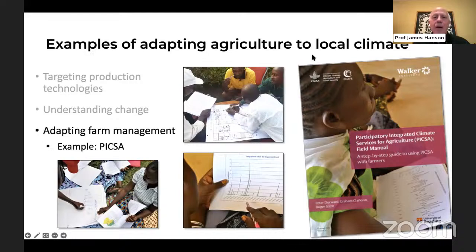There's a process that some of you might have heard of, PICSA, Participatory Integrated Climate Services for Agriculture, developed by the University of Reading, and I'll mention it again tomorrow. It's a structured participatory process designed to guide farmers to look at historical climate information, but also understand their decision options, their timing constraints, and what resources are available, and armed with that information, reconsider whether their farming and livelihood system is well adapted to their local climate.